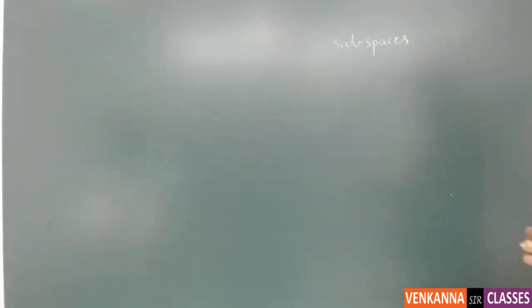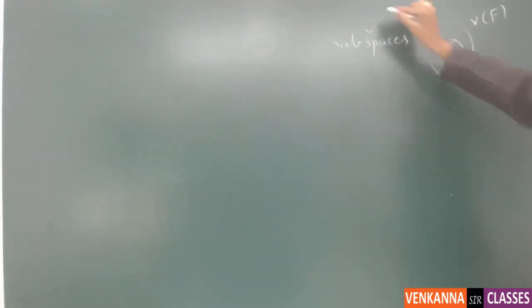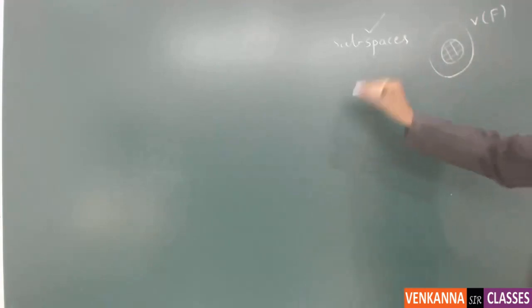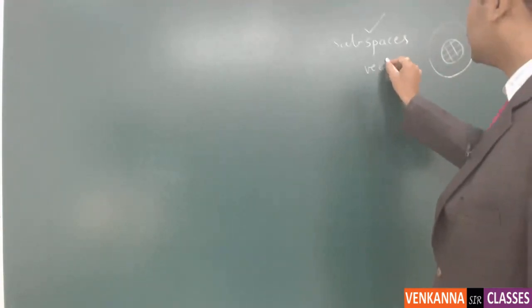So earlier we have discussed about the subspaces. A subspace is nothing but, whenever you take a vector space V, if you take a subset in it, this subset we are calling it as subspace, where it is a subset of V and it itself becomes a vector space.